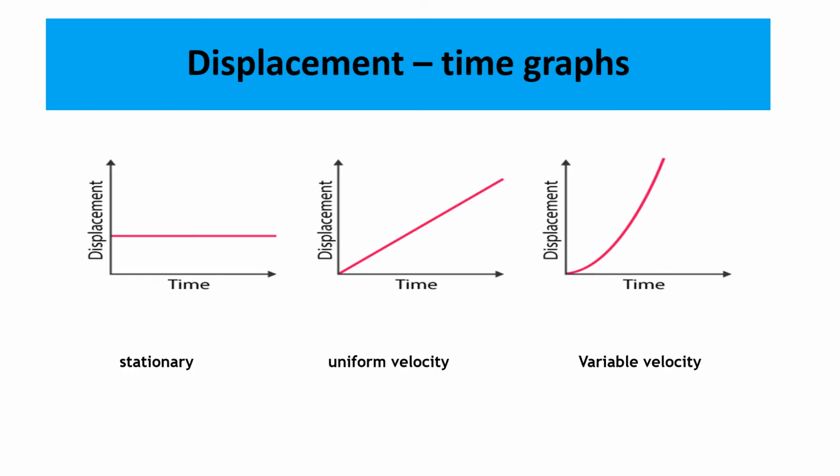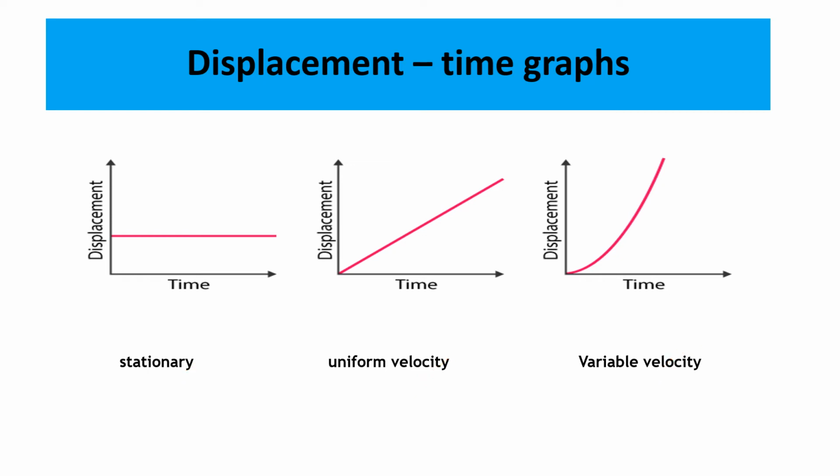We learned about the distance time graphs. Now we can learn about the displacement time graphs. This displacement time graph is similar to the distance time graphs. The only difference is that in the y-axis, earlier we plotted distance. Now we will plot displacement instead of distance. Displacement versus time. The graphs are similar to the distance time graphs. For a stationary object, you will get a straight line, and for uniform velocity you will get a straight line like this, and for variable velocity you will get a curved line.